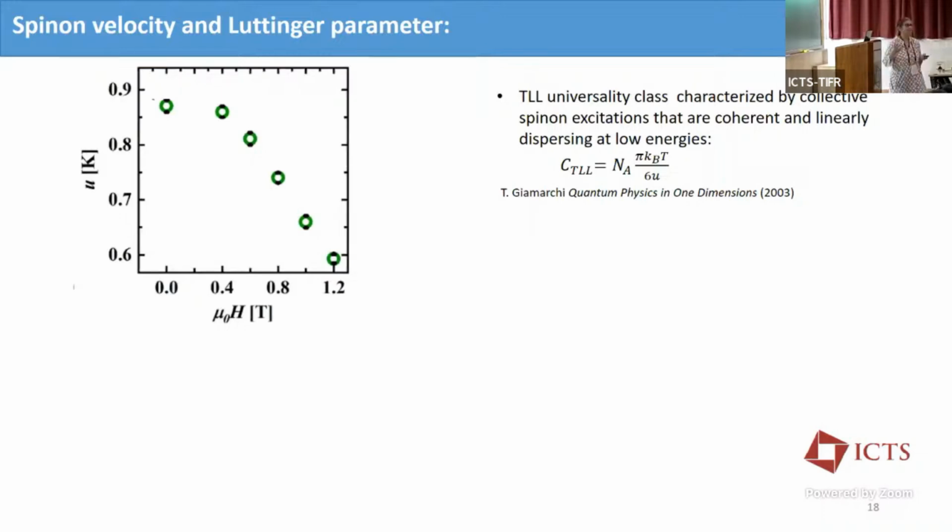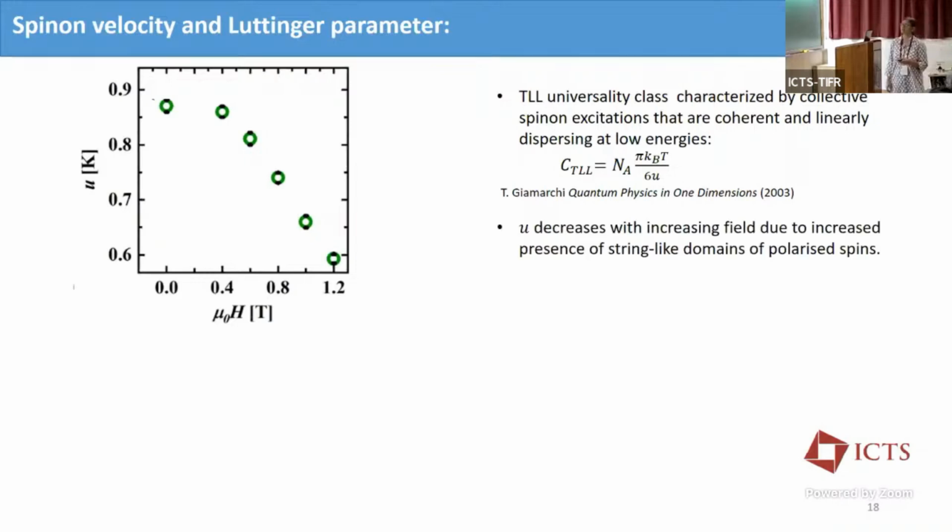And this is expected because as you keep increasing the value of applied field, the spins are getting polarized in the direction of field, and what is generated are these string-like domains of polarized spins.